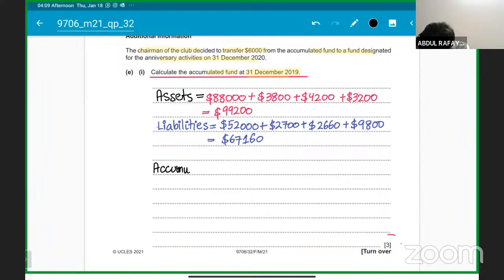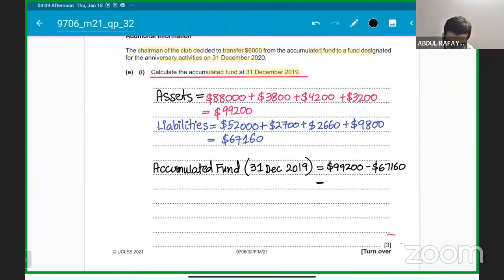Everyone with me getting it? Accumulated fund at 31st December 2019 is how much, students? It is basically 99,200. ये जरूर शो कर देगा कि माइनस कर रहे हैं आप. 67,160. So it is coming as 99,200 minus 67,160. 32,040. Okay, understood? Clear on this?